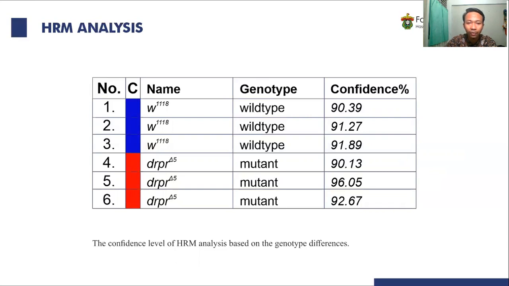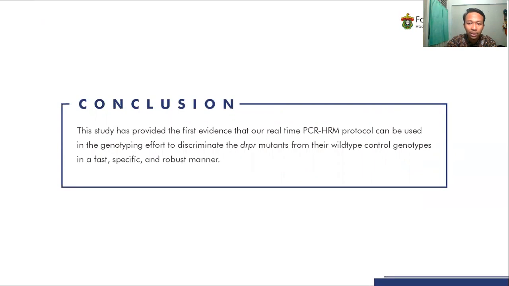Based on the results of this study, it can be concluded that our real-time PCR high-resolution melting protocol can be used in genotyping efforts to discriminate the Draper mutants from their wild-type control genotypes in a fast, specific, and robust manner.